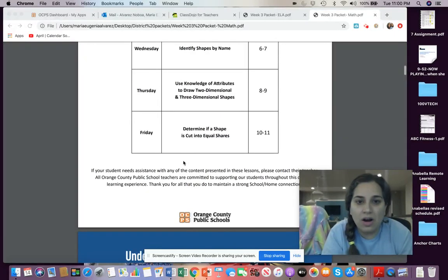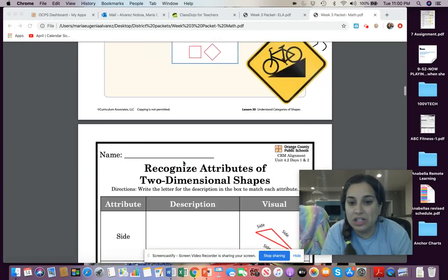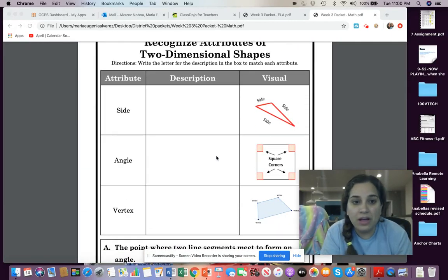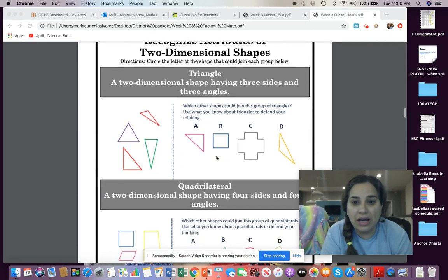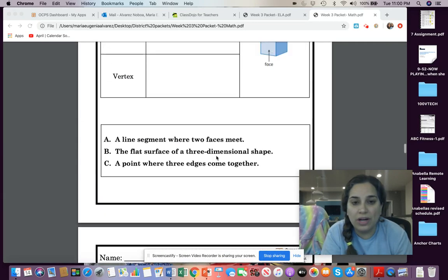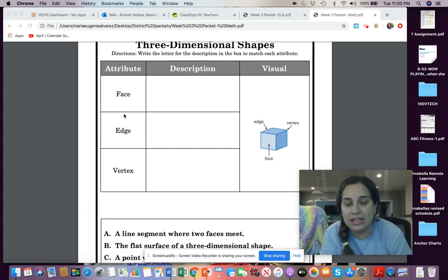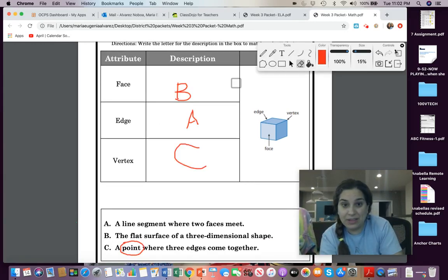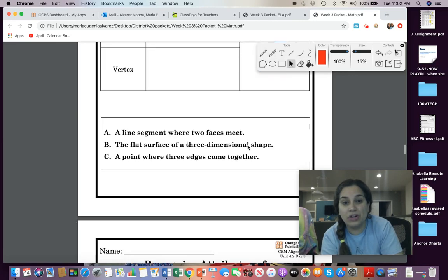Okay, so if you did today's work Tuesday, then you should have done pages 4 and 5 right here. These are the things that we talked about today. C. Yep, got it. So if you had B, A, and C as your answers, then you're correct, my friends. All right, let's move on.